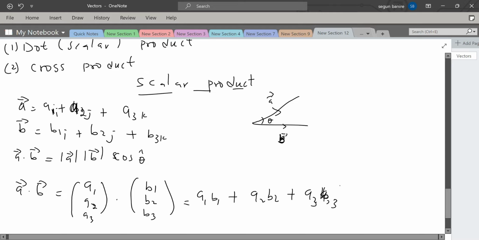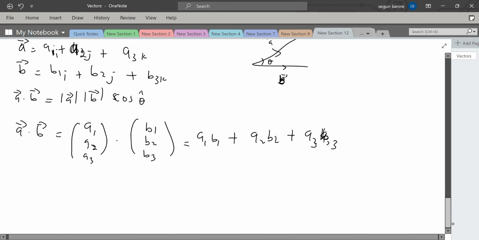Okay, so then you sum them up. So this is how to do the dot product. Okay, so an example. I'll still come back to the formula again, but let's do an example.